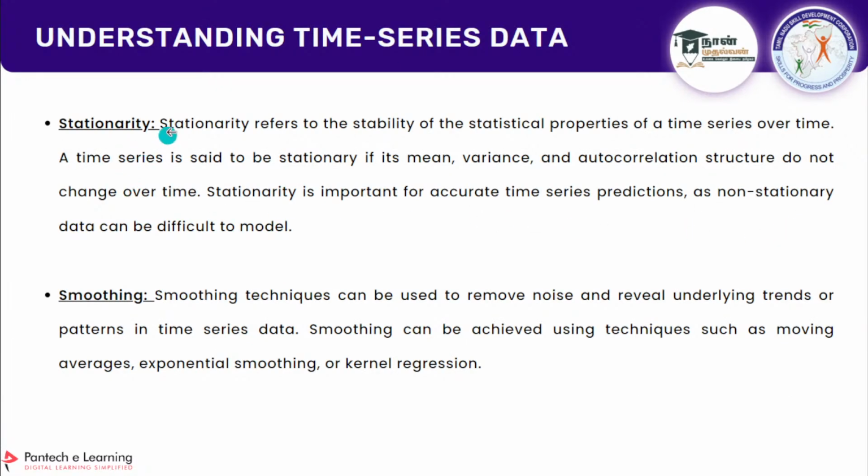So the next thing you have to understand is stationarity. What is stationarity? If your data is stationary or stable, then only you can go with time series analysis. Why? A time series is said to be stationary if its mean, variance and autocorrelation structure do not change over time. If it is stable, then only you can go for prediction, because it can be repeated and done by the machine learning model. If your data is not stationary, then it is not a good idea to go with that process.